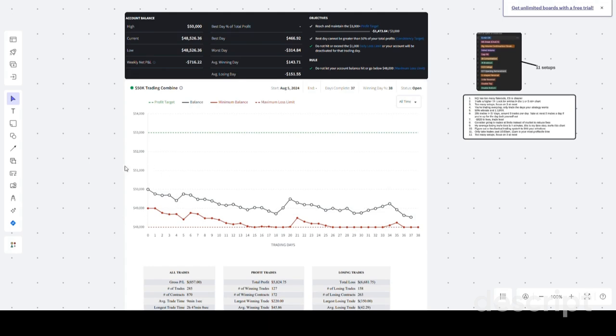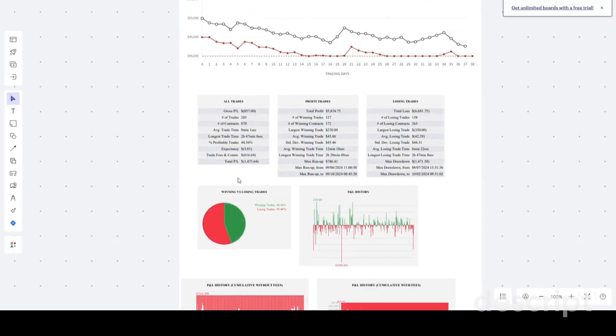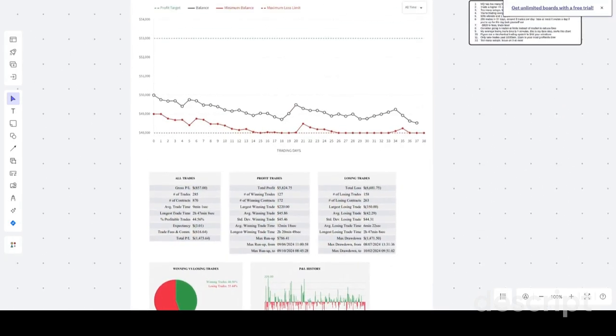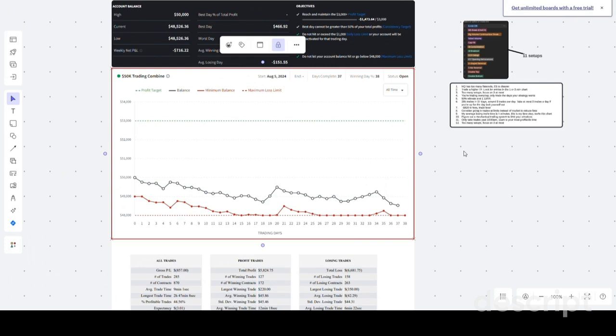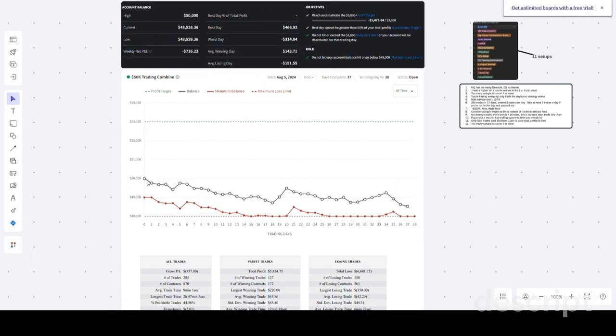So first of all, as you can see here, I've taken all my stats and put them on one page so I can analyze it and explain it to you guys better. First of all, we can see that I started this account on a negative note. In case you guys don't know, this is just showing my trading behavior. Each one of these dots represents a day.